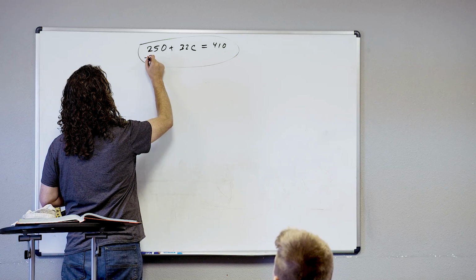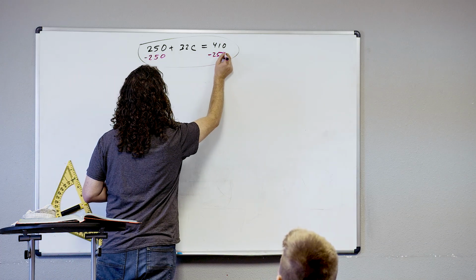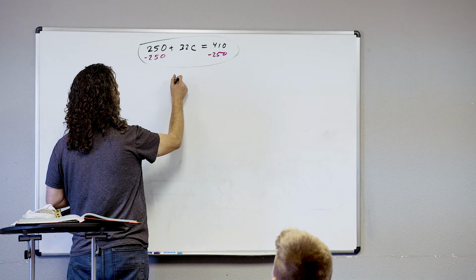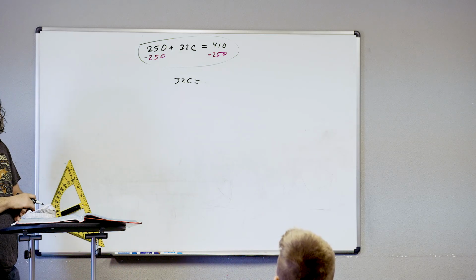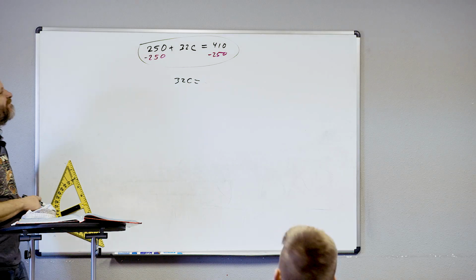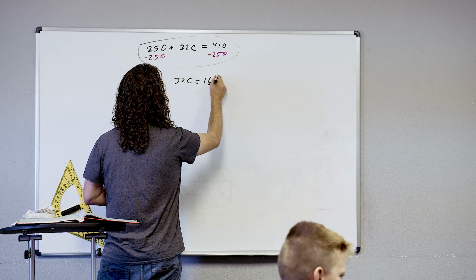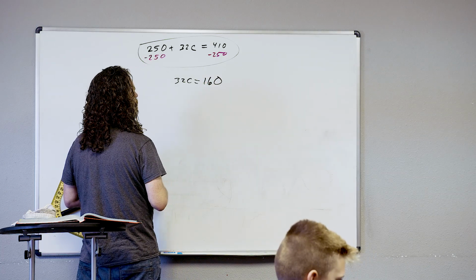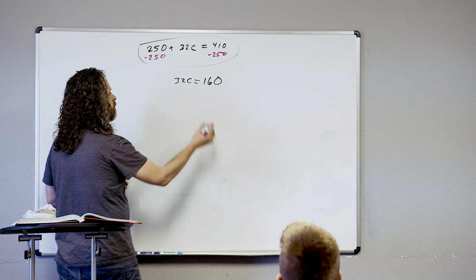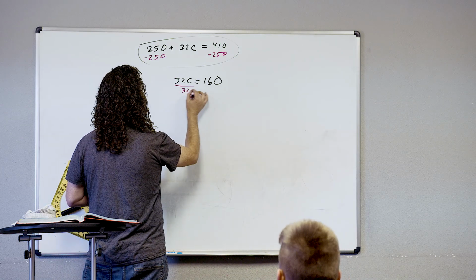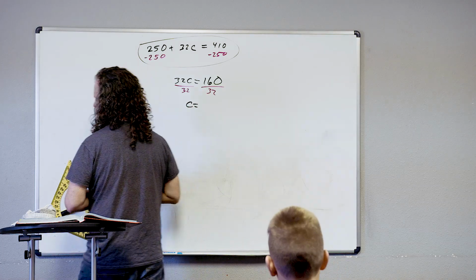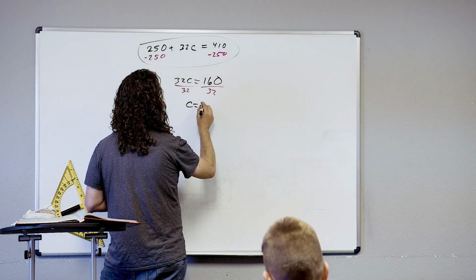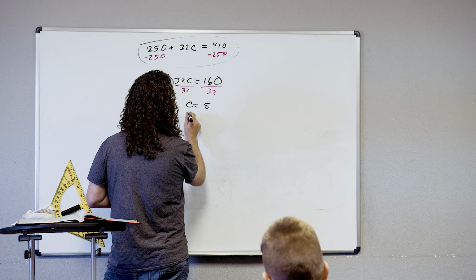You're saying it backwards, but I think you're meaning it right. Subtract the 250 from both sides. 32C equals, what's 410 minus 250? Oh, okay. I thought you were saying the answer. 160. Now what? 5/32. So what do we get? 5 cans of paint.